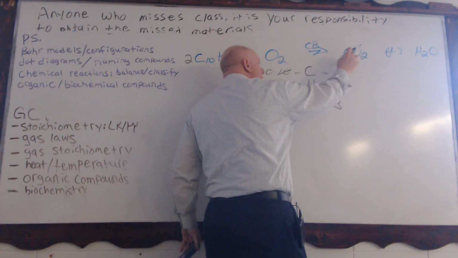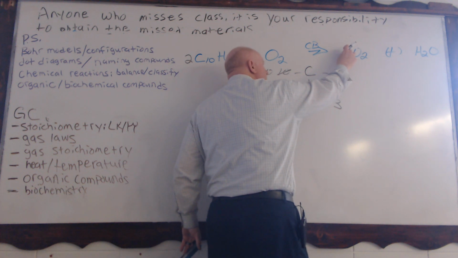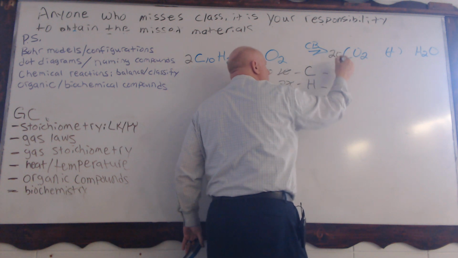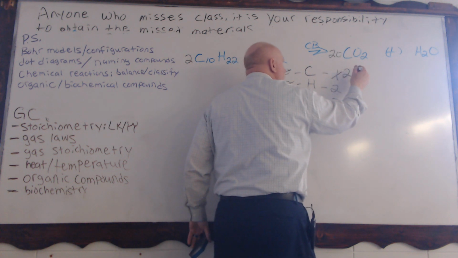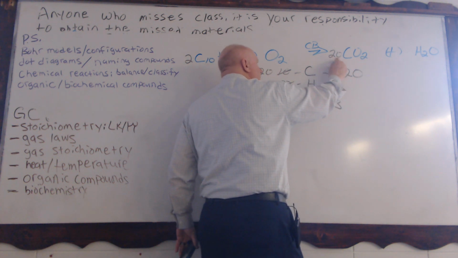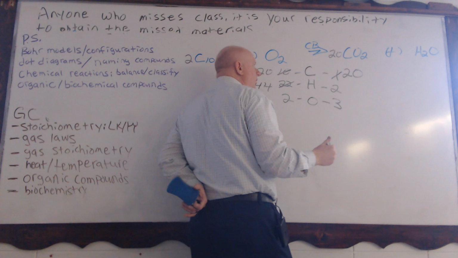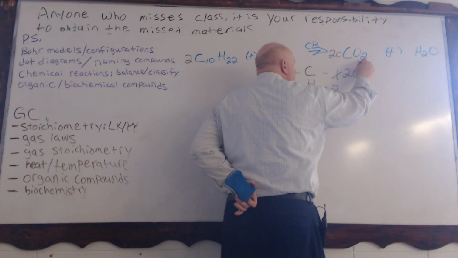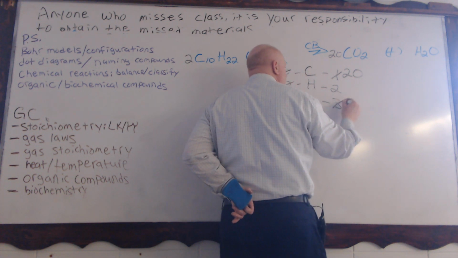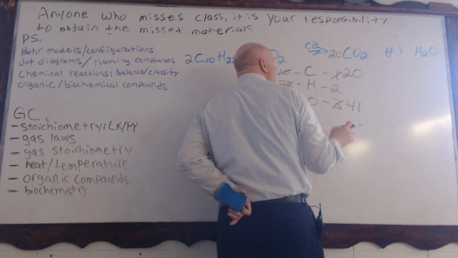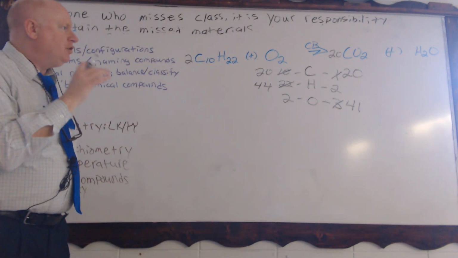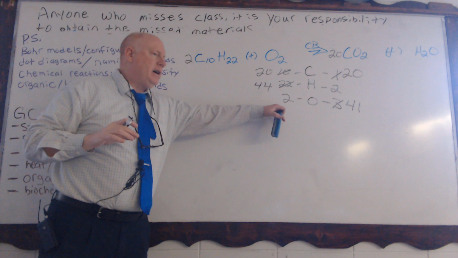We've got 20 carbons on the left, but only one here. So what would we put here? Put a 20 there. So now we've got 20 carbons. Okay. Now for these oxygens, 20 times 2. Okay. We've got 40. And don't forget this one. 41. Now, this is where we would recommend don't worry about our oxygens yet.